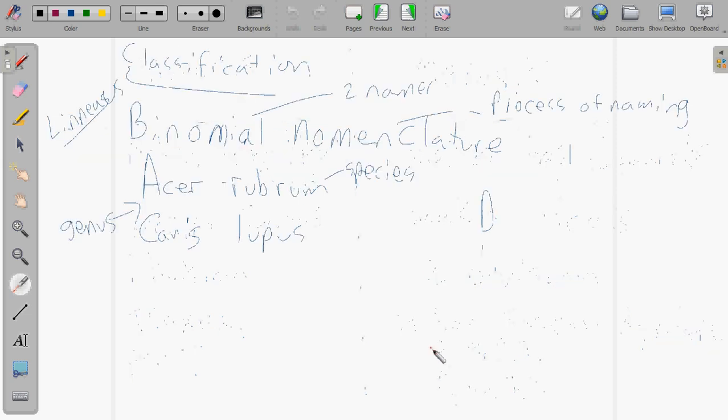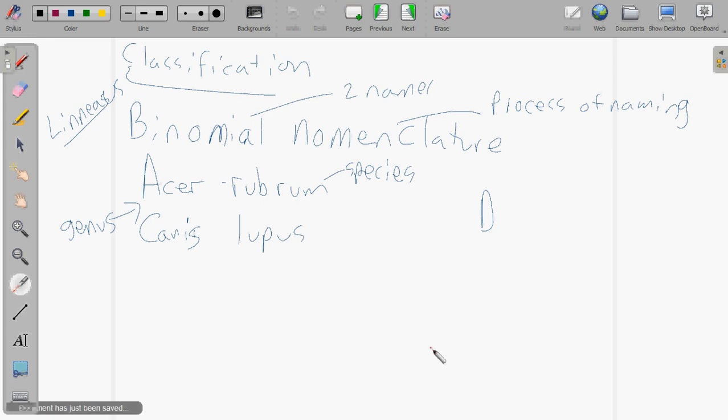All right, classification. Carolus Linnaeus was the first person to kind of scientifically try to classify living things. All right, and what he did, the main thing he contributed was the idea of binomial nomenclature, giving things 2 names, a genus and a species.